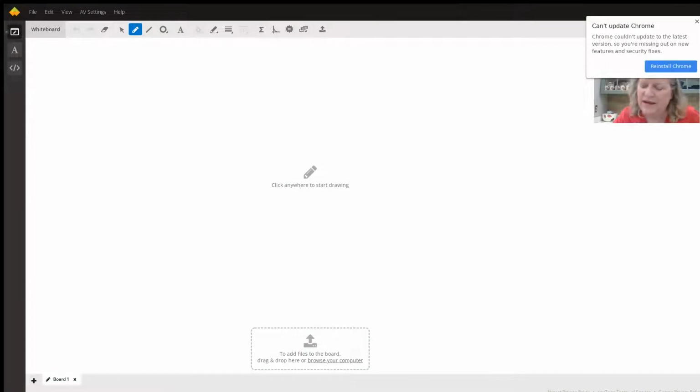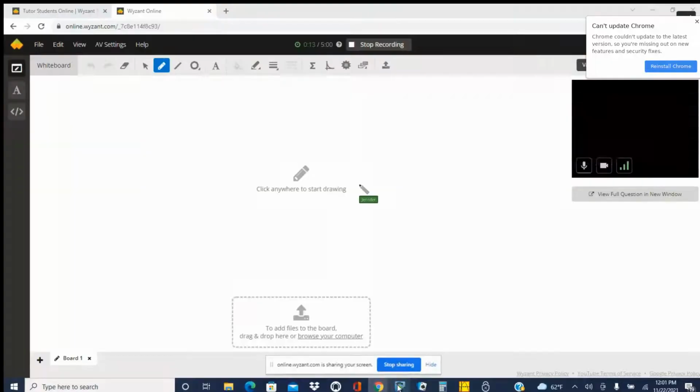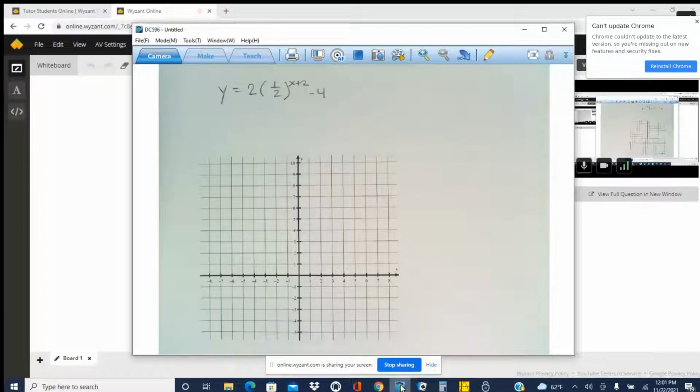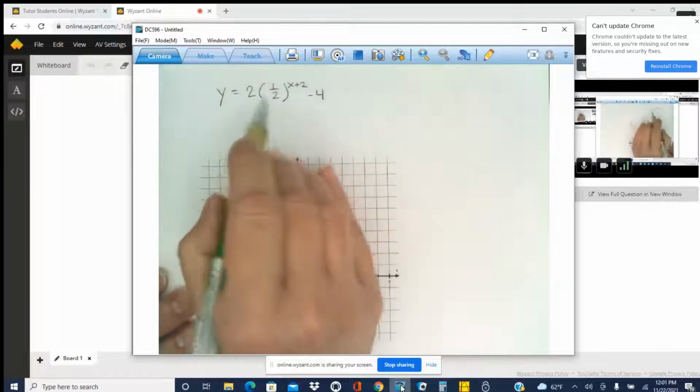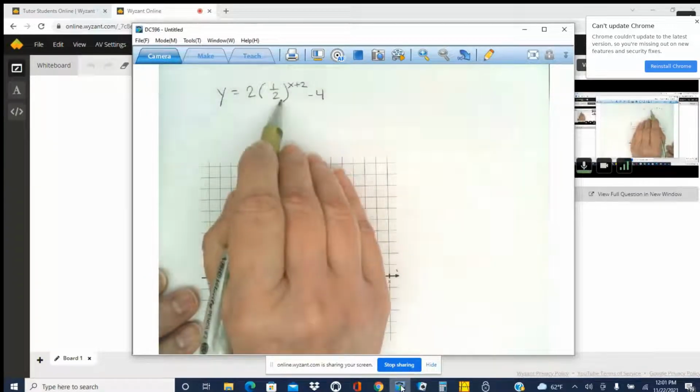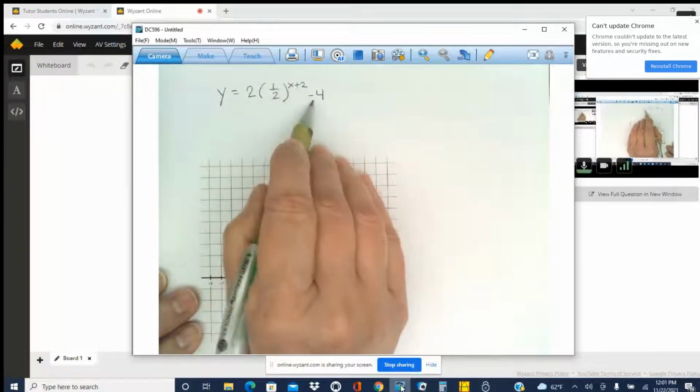Good morning. I'm going to answer a question about graphing transformations on an exponential decay function. Let me share my screen so you can see what I'm seeing. Okay, our function is 2 times (1/2) raised to the x plus 2, minus 4.